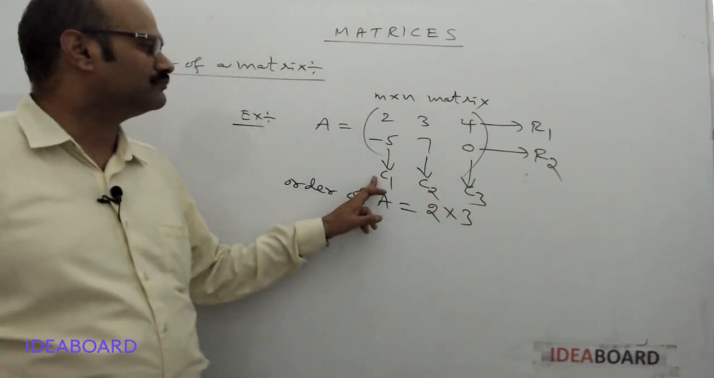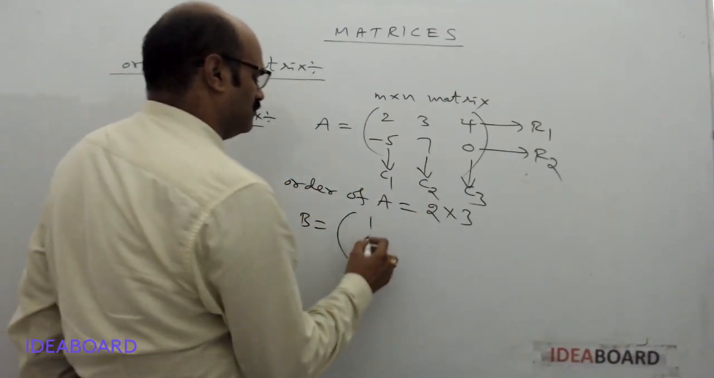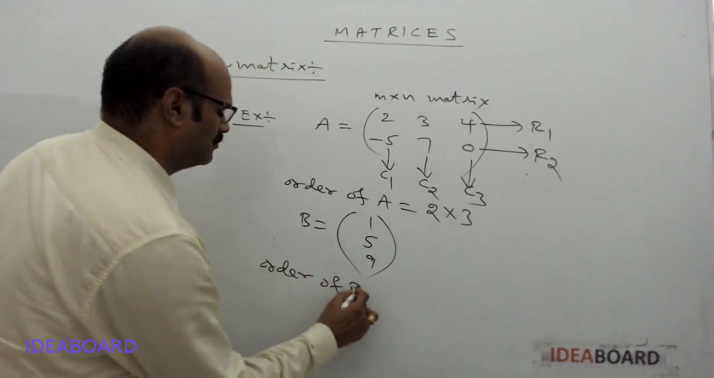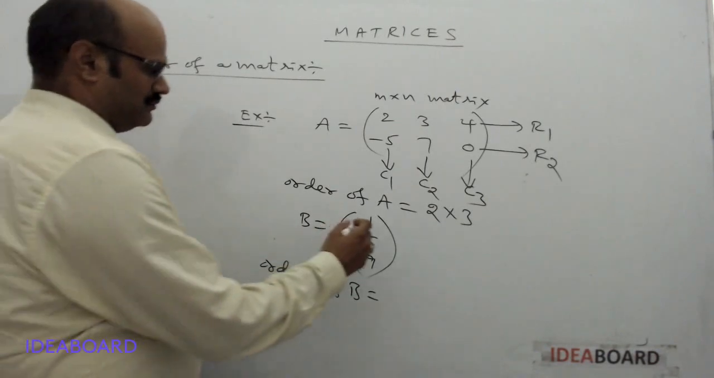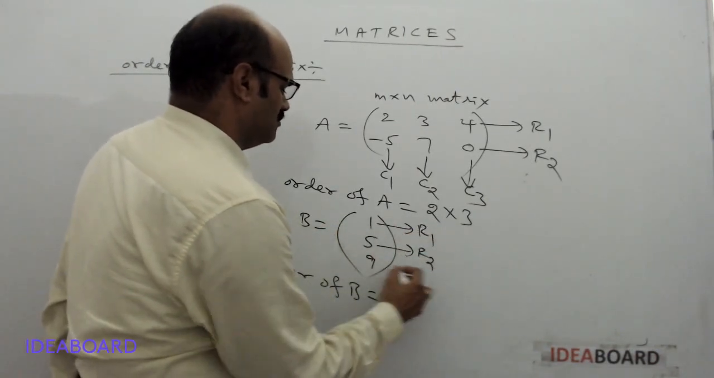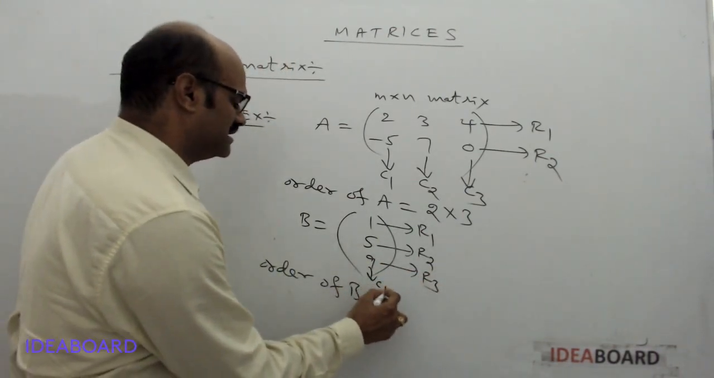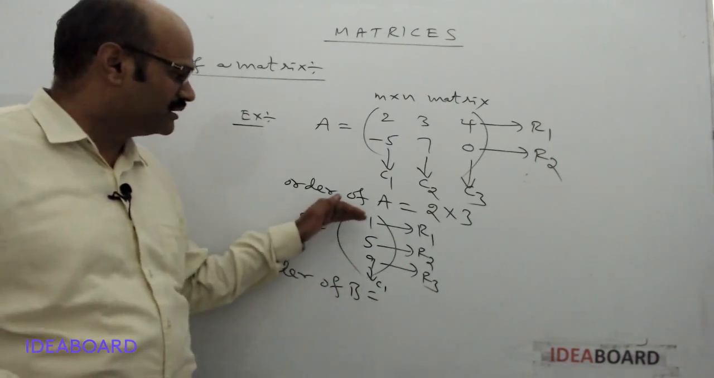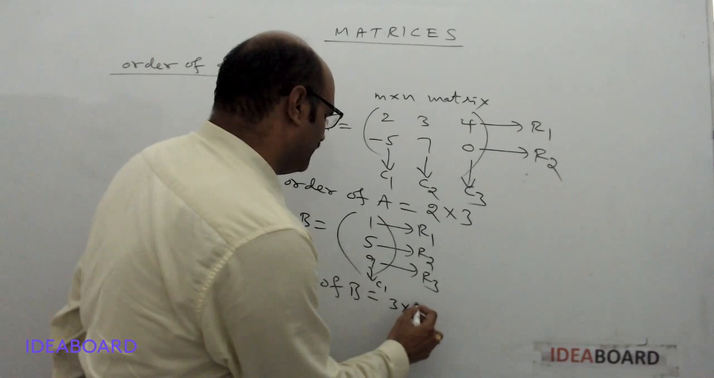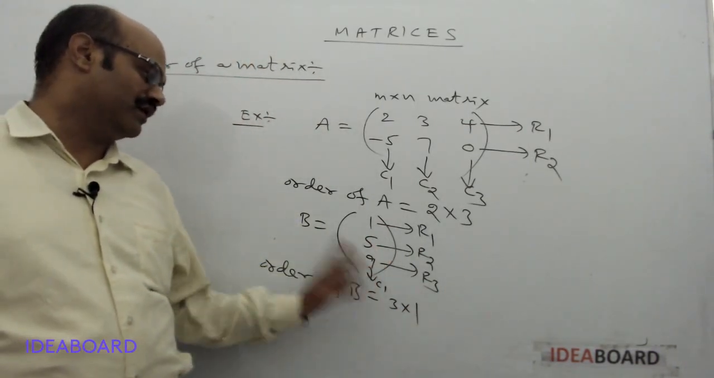Now, take one more matrix B equal to 1, 5, 9. The order of B equal to, here we are having 3 rows R1, R2, R3. But here we have only one column C1. So there are 3 rows and 1 column. So we write it as 3 by 1. Order of B equal to 3 by 1.